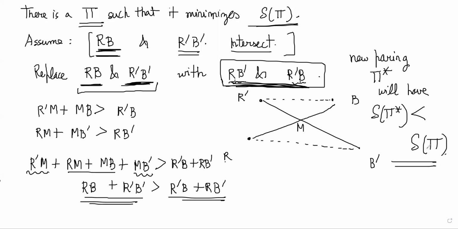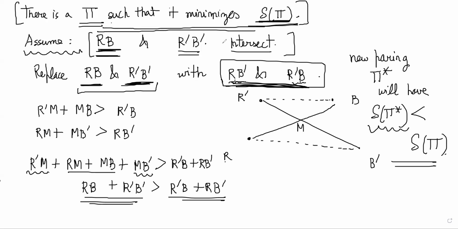But that is a contradiction to our initial assumption that there is a pairing pi such that it minimizes S of pi, because now we have a new minimum, right? So that means something is wrong in our assumption here. Because we have arrived at a contradiction, the assumption that is wrong is this, that RB and R dash B dash can intersect, right? Otherwise we would arrive at a contradiction and get a new pairing with a lower minimum. So that is a wrong assumption.